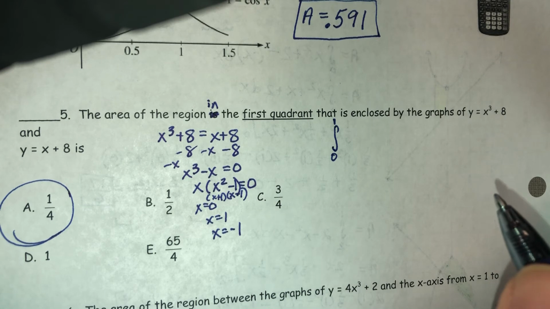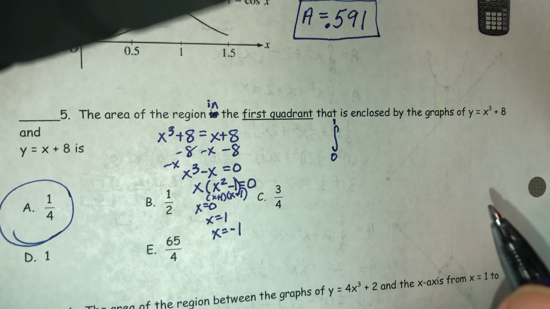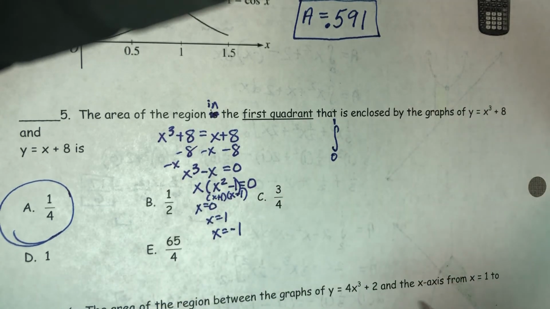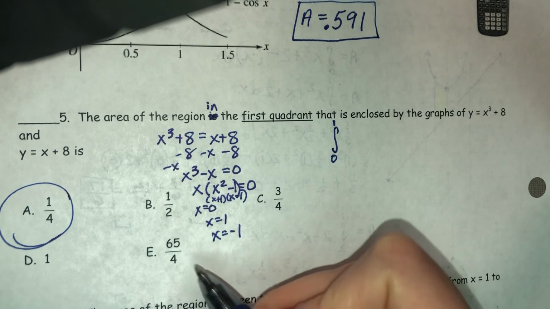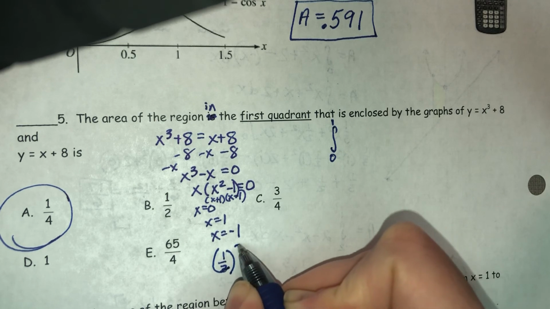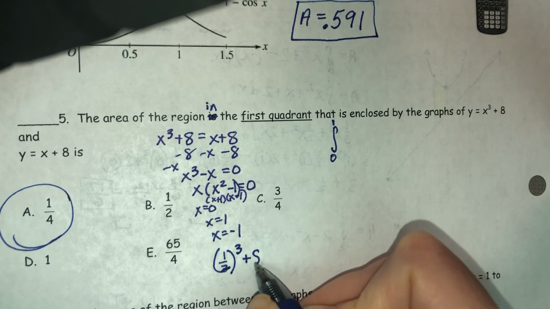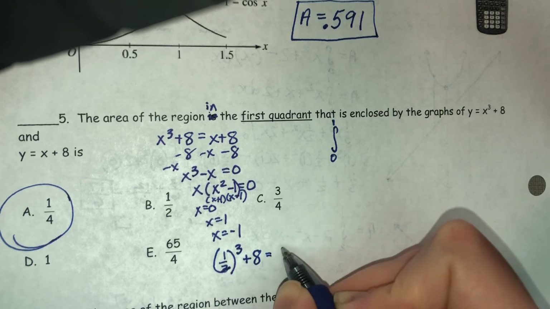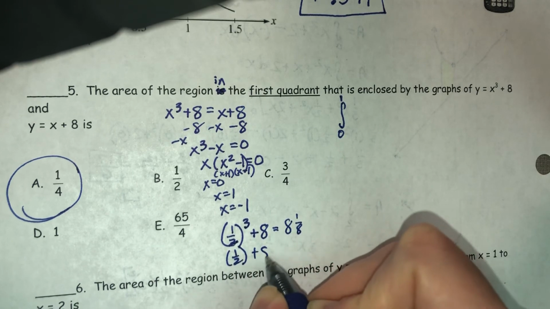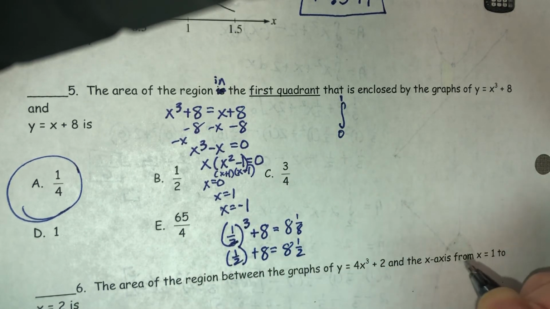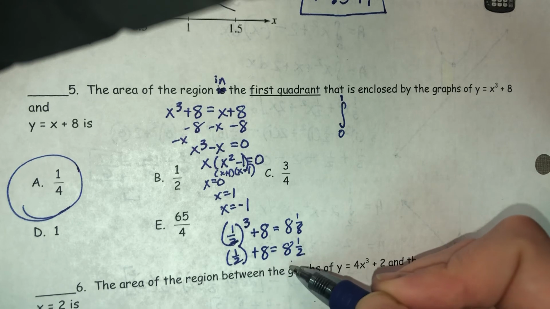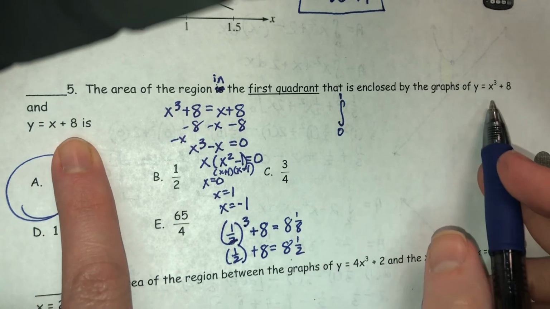And we need to do upper function minus lower function. So which one is on top? Well, we're going to have to sub in a number between 0 and 1 to both functions and see what comes out as the bigger value. So let's say we sub in a half. 1/2 cubed plus 8 is 8 and 1/8. And then 1/2 plus 8 is 8 1/2. So which is the bigger value? 8 1/2 is bigger than 8 1/8. So the linear function is above the cubic function.